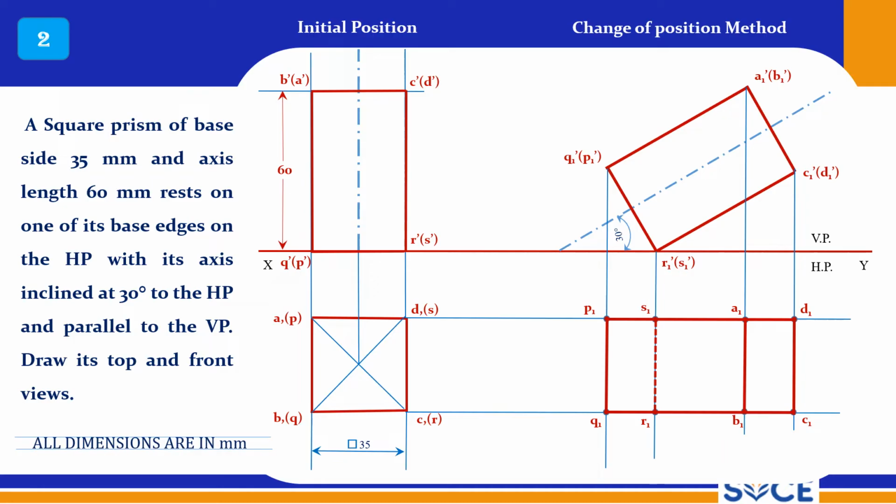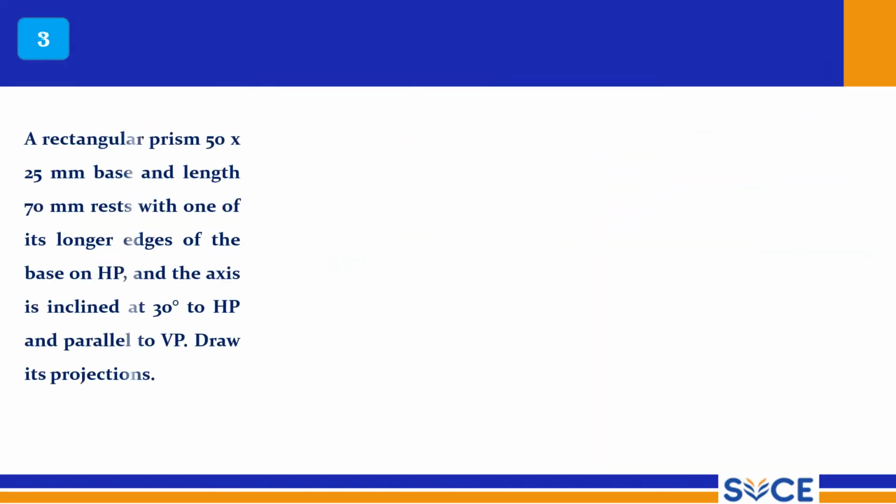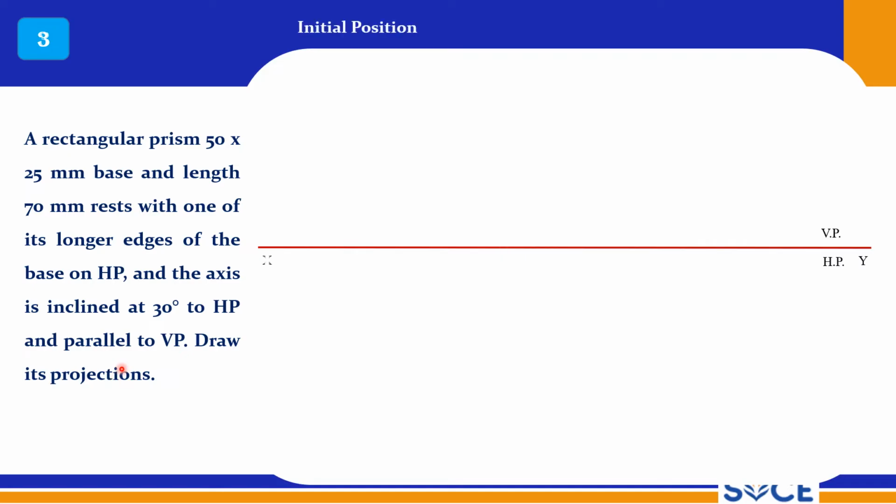So this is another problem. And third problem, it is a rectangular prism, 50 by 25, base and length, axis length is nothing but here it is height 70 mm, rests on one of its longer edges. So longer edge is 50 mm, right? So make sure that 50 mm is on the right side of the base, and the axis is inclined at 30 degrees to HP and parallel to VP. Draw its projections.